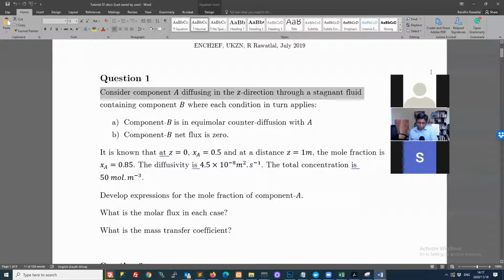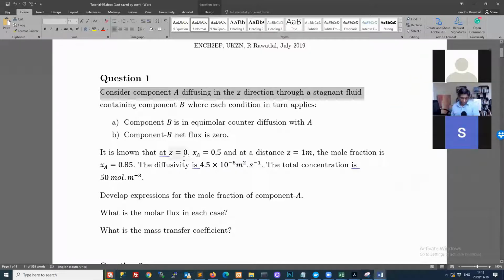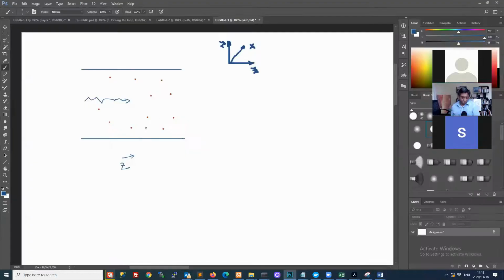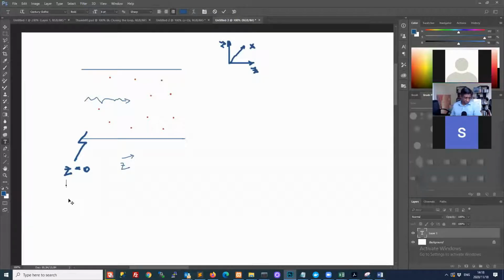So we are given quite a lot of information. We are told that at Z equals 0, you have component A in a mole fraction of 0.5. So we can define a point here and say at this point, we've got Z equals 0, and the mole fraction is 0.5. XA is 0.5, okay.